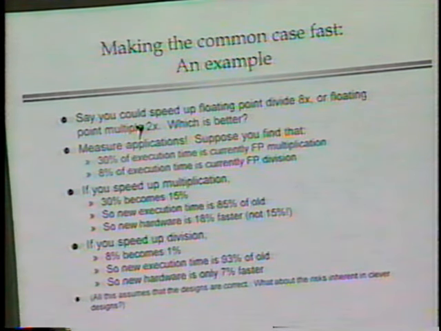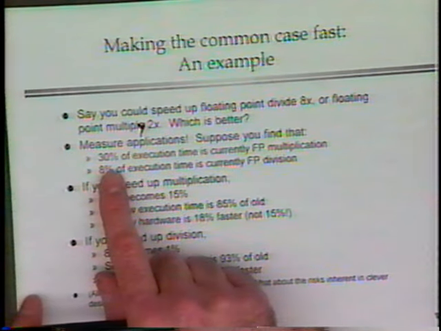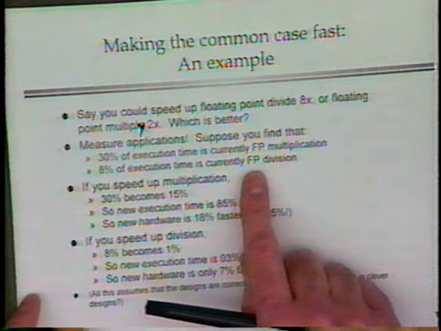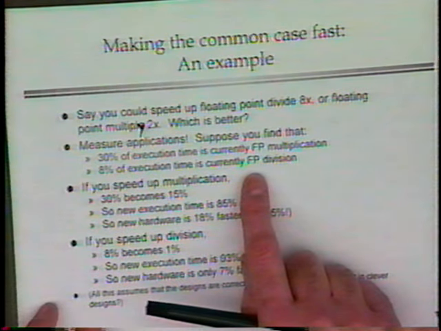Well, without any other information, the answer is, I don't know. And the other information you need to be able to make that decision is what percentage of the time is currently being spent in typical programs that your customers are interested in running doing floating point multiplies or floating point divides. So let's say that 30% of the time is spent doing multiplication, 8% of the time is spent doing division. How do the numbers work out?